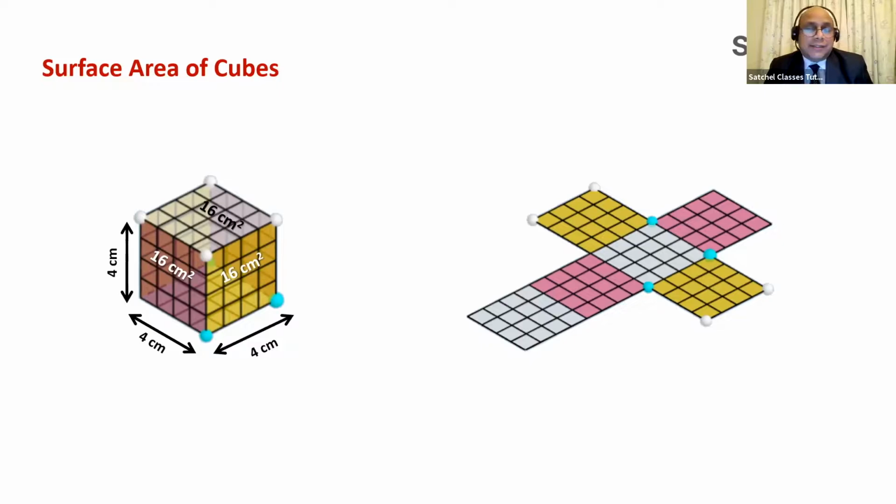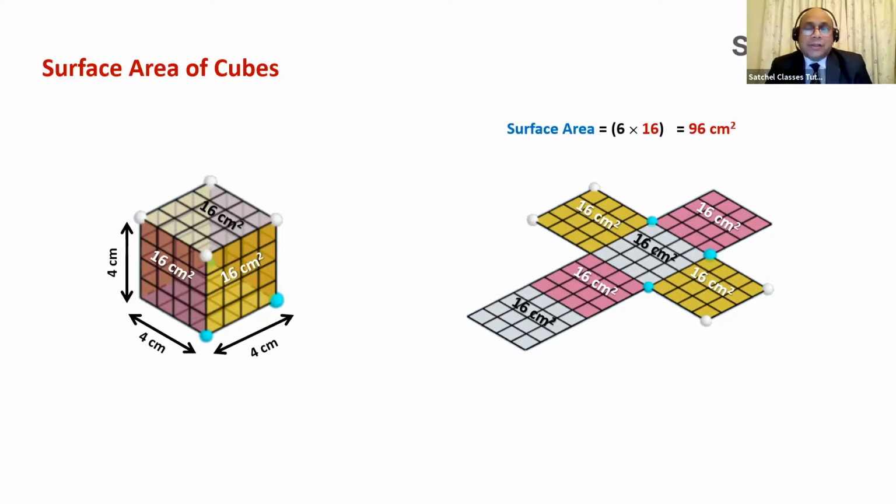How many faces does a cube have? Just for your benefit, we have put the net of a cube alongside. As you can see, there are 6 faces in a cube. Each of these faces has an area of 16 centimeters squared. So the total surface area of this cube will be 6 times 16, which is 96 centimeters squared.